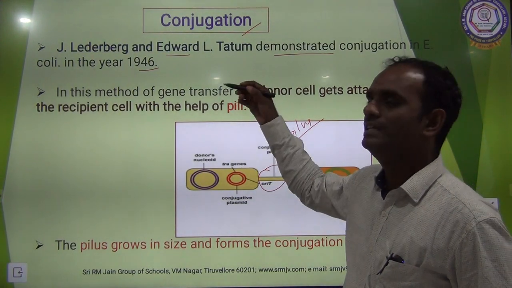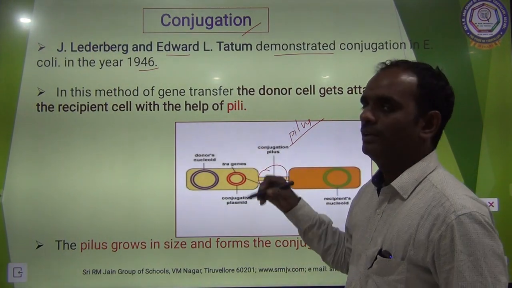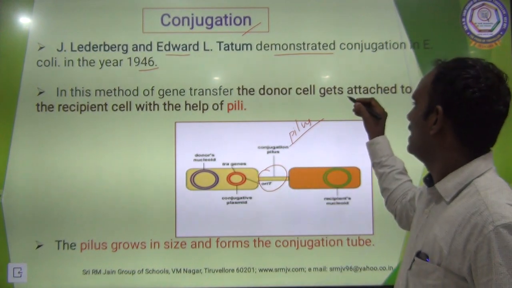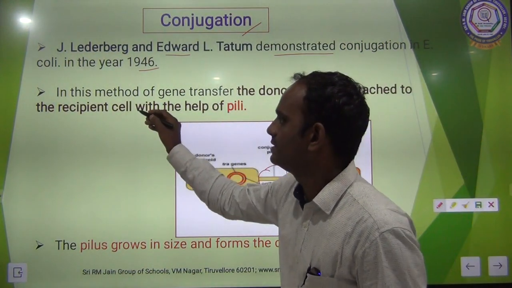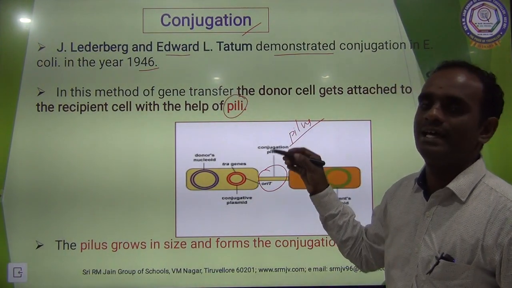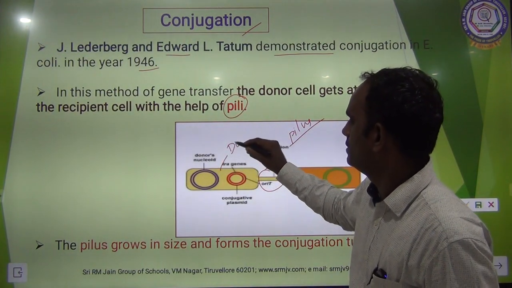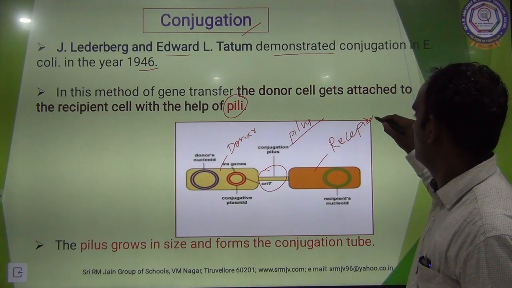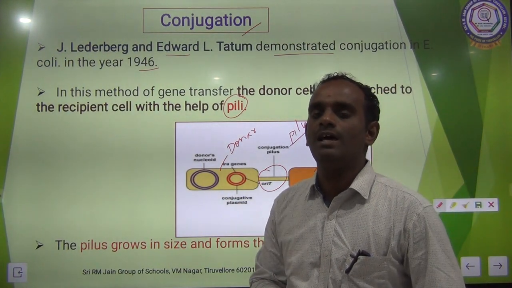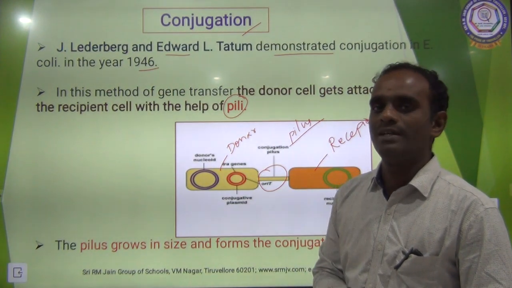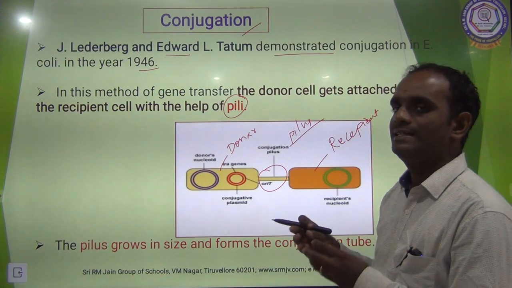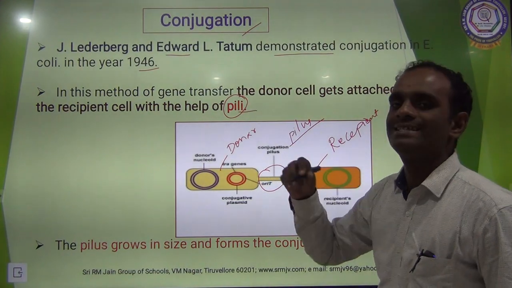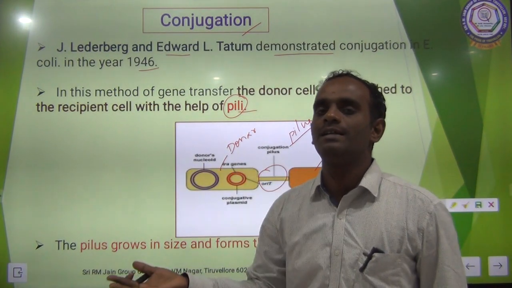In this method of gene transfer, the donor cell is nothing but a cell which donates something. They are said to be the donor cell. The donor cell gets attached with the recipient cell with the help of pili. So this is the donor cell and this is the recipient cell. A cell which donates something is said to be donor, and a cell which receives something is said to be a recipient. You know very well. Pili acts as a bridge. It connects the donor cell as well as the recipient cell.